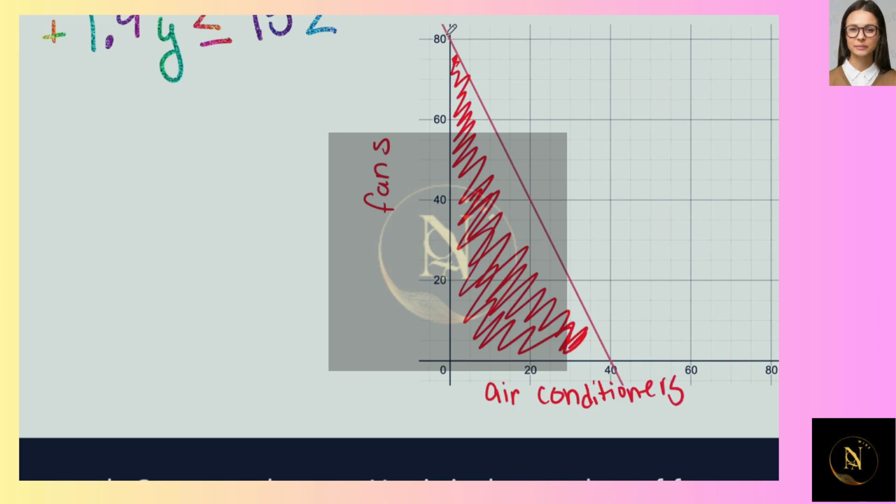Now, the maximum number of fans that I could produce is 80, or the maximum number of air conditioners that I can produce is 40. That's the most. I can do some numbers in between, like, for example, I could do 20 air conditioners and 40 fans. Or I could do 10 air conditioners and 60 fans.